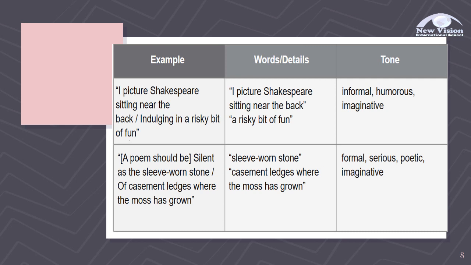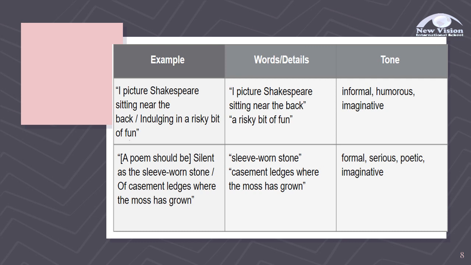Now, let's try to read this chart comparing the tones of Shakespeare at School by Cope and Ars Poetica by MacLeish. Okay, so I picture Shakespeare sitting near the back, indulging in a risky bit of fun. Now, the details here are: I picture Shakespeare sitting near the back, a risky bit of fun. Next, what is the tone of these lines? The tone is informal, humorous, and imaginative.